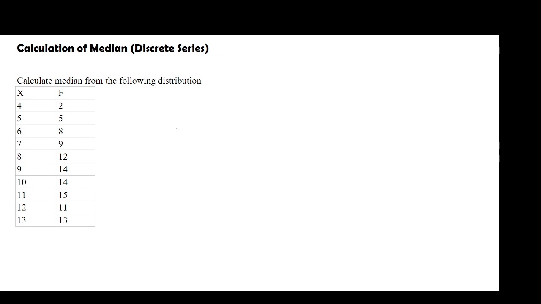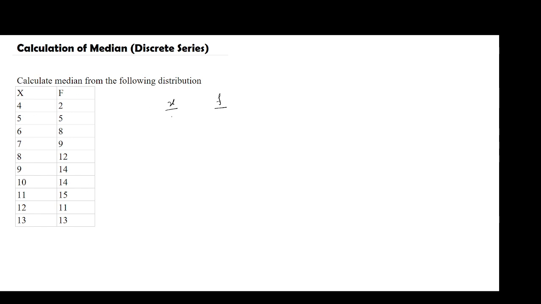Now let us take one more example. So x values, frequency values. Now you can observe they have given: calculate median from the following distribution. Again, by observation, this is case number 2 because x values and frequency values are given.